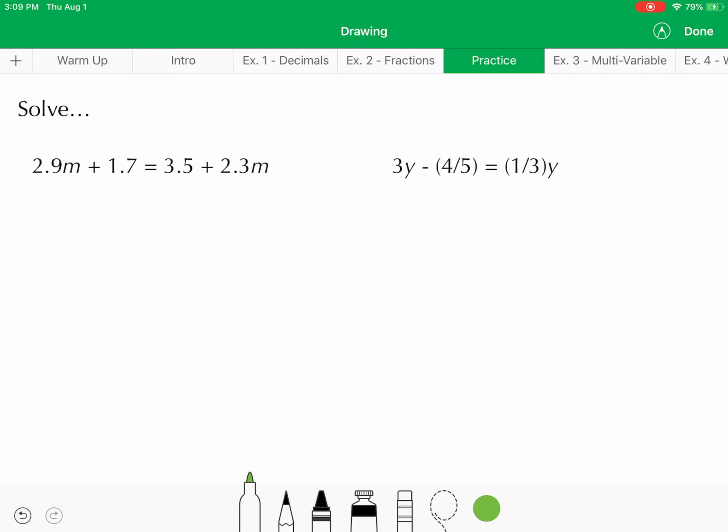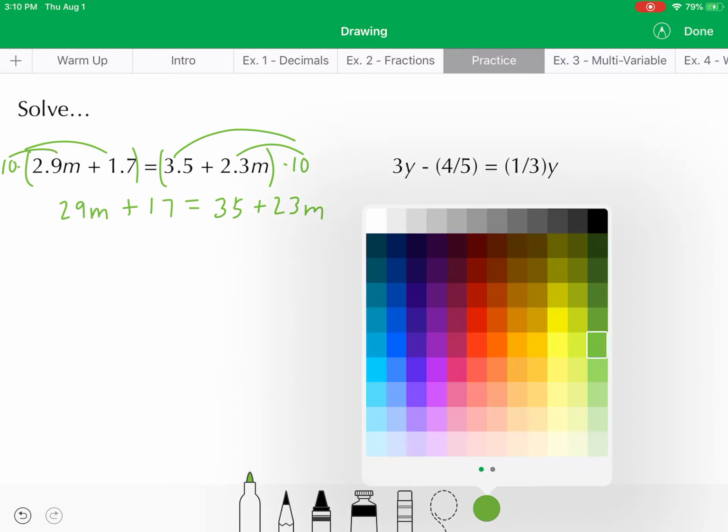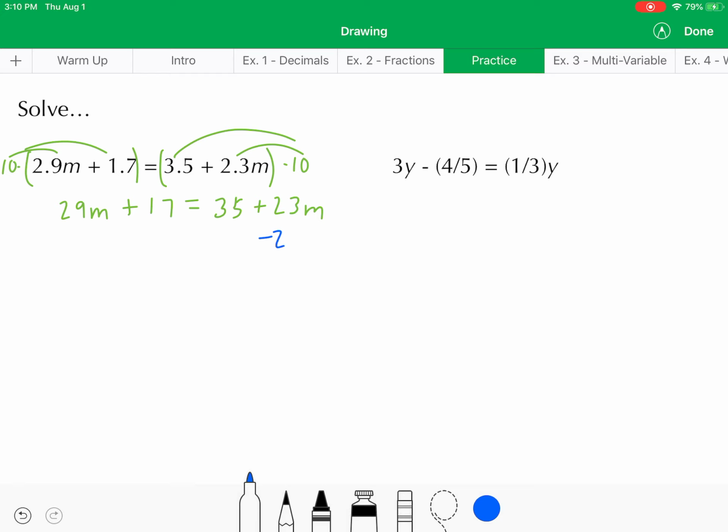For this particular equation on the left, notice that all of the decimals are to the tenths place. So I can get away with just multiplying by 10 on both sides. That's going to take me to 29m plus 17 equals 35 plus 23m. Okay, variables to one side, constants to the other.